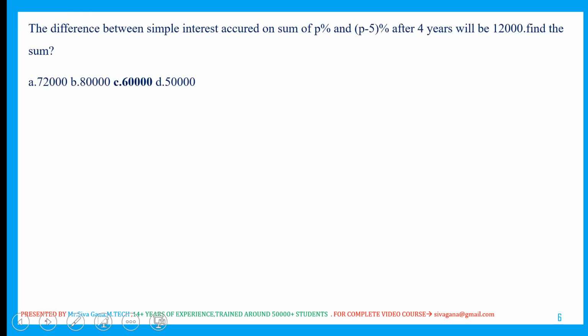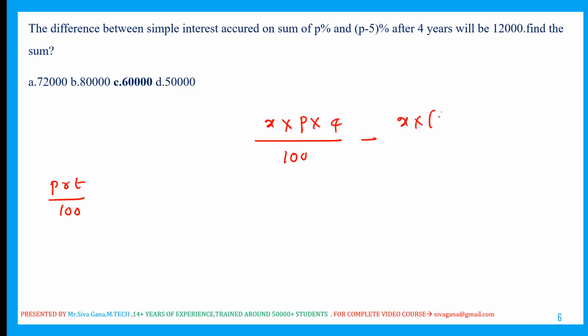The difference between simple interest accrued on a sum at p percentage and p minus 5% after 4 years will be 12,000. Find the sum. Simple interest is given by PRT divided by 100. For p percentage, let us say the principal is x: x into p into 4 divided by 100, minus the same principal at the rate of interest p minus 5, for 4 years, divided by 100. This difference is given as 12,000.